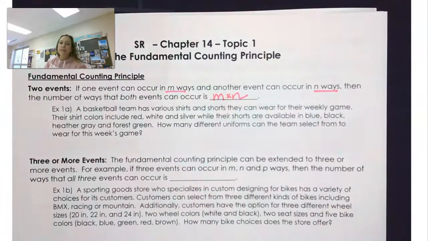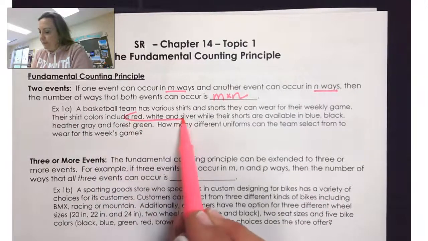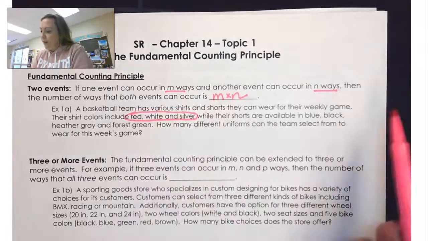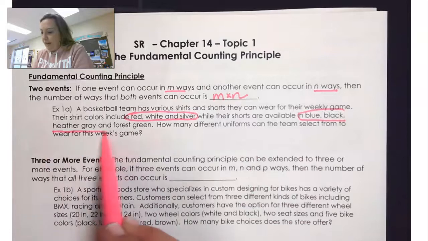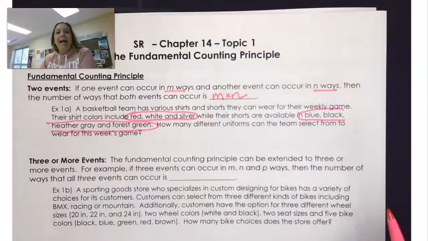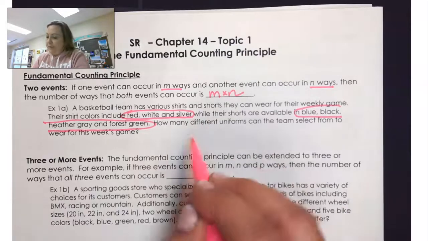Okay, so let's say that we have a basketball team that has various shirts and shorts that they can wear for their weekly game. Their shirt colors include red, white, and silver, while their shorts are available in blue, black, heather gray, and forest green. How many different uniforms can the team select from to wear for this week's game?